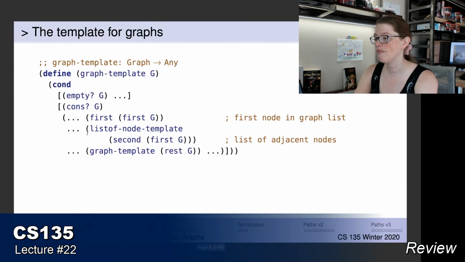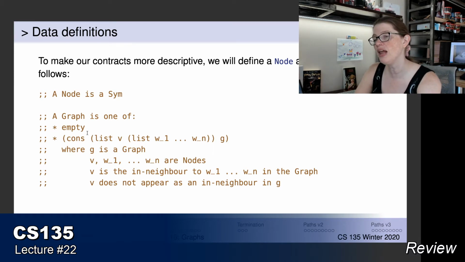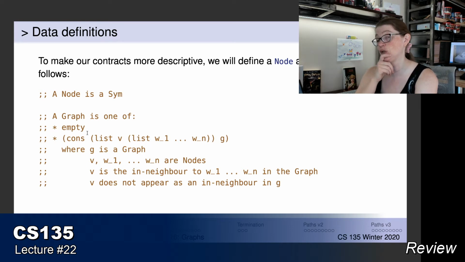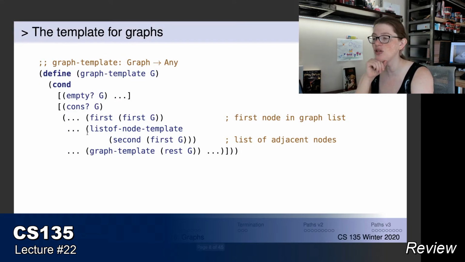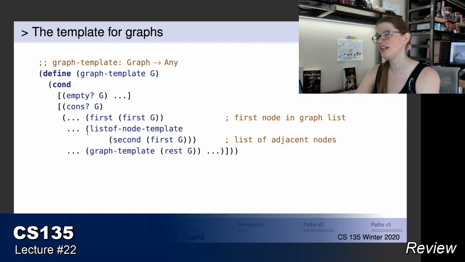We gave a data definition for a graph: a node is a symbol, and a graph is one of empty, or consing of the pair, which consists of the node and its list of out neighbors, onto another graph. Essentially, a graph is stored as an association list, where the key is the name of the node and the value is the list of out neighbors. So this was our data definition for the graph, and then we provided you with a template, which was missing the list of node template, but it is a fairly standard template that we showed you last class.